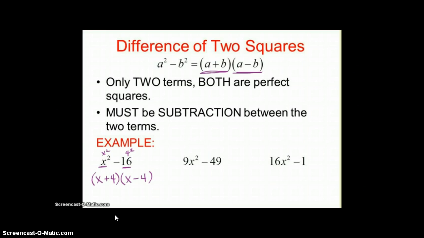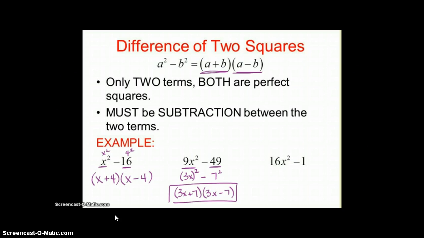All right, so 9x squared minus 49. Let's think about 9x squared and 49. Would those be perfect squares? Okay, and that would be true. 9x squared is the quantity 3x being squared, and 49 is 7 being squared. So if I'm going to make my binomials here, my conjugate binomials, both are going to start with 3x. Both are going to have 7. One will get a plus, and one will get a minus in my binomials. So there are my conjugate binomials.